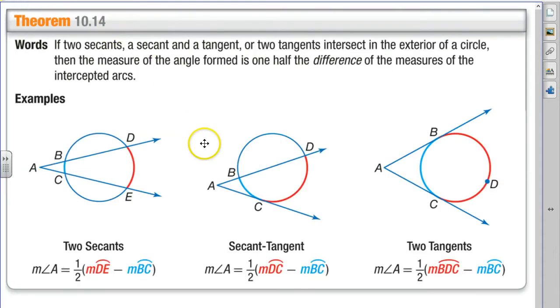And then here's the trickiest of the 3, and it's really not that tricky. You just got to know what you have for the circle. And we'll look at a couple examples like this, and then we'll look at more in class.